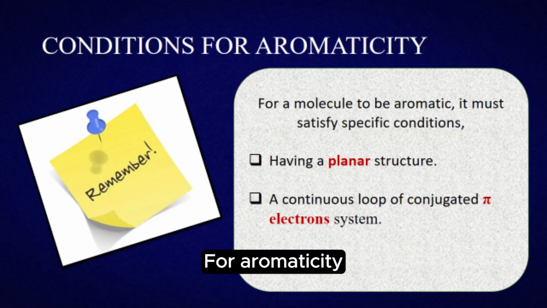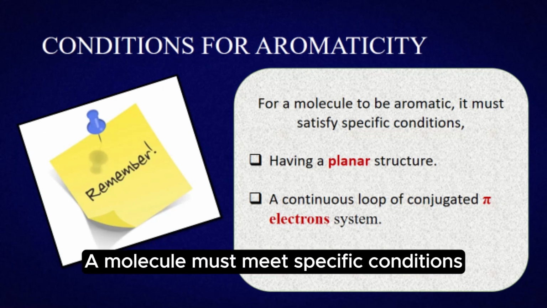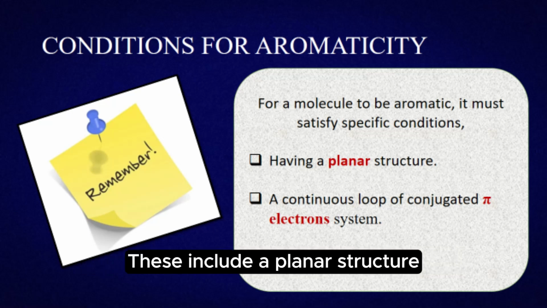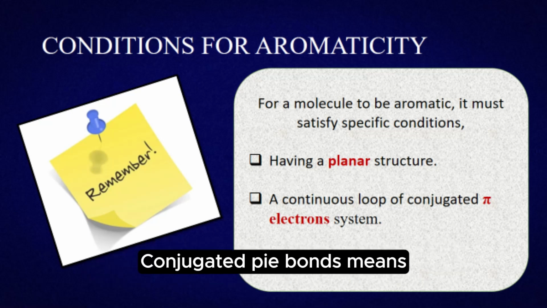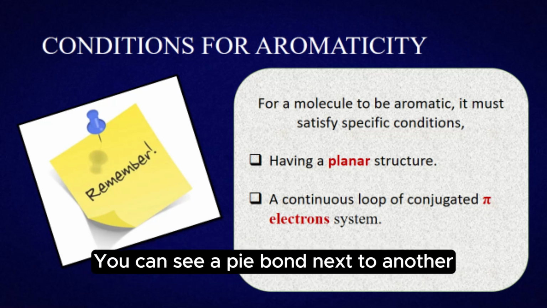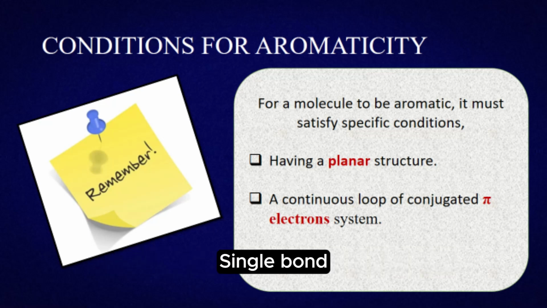Conditions for aromaticity. To qualify as aromatic, a molecule must meet specific conditions. These include a planar structure and a continuous loop of conjugated pi electrons. Conjugated pi bonds means you can see a pi bond next to a single bond in an alternating pattern.